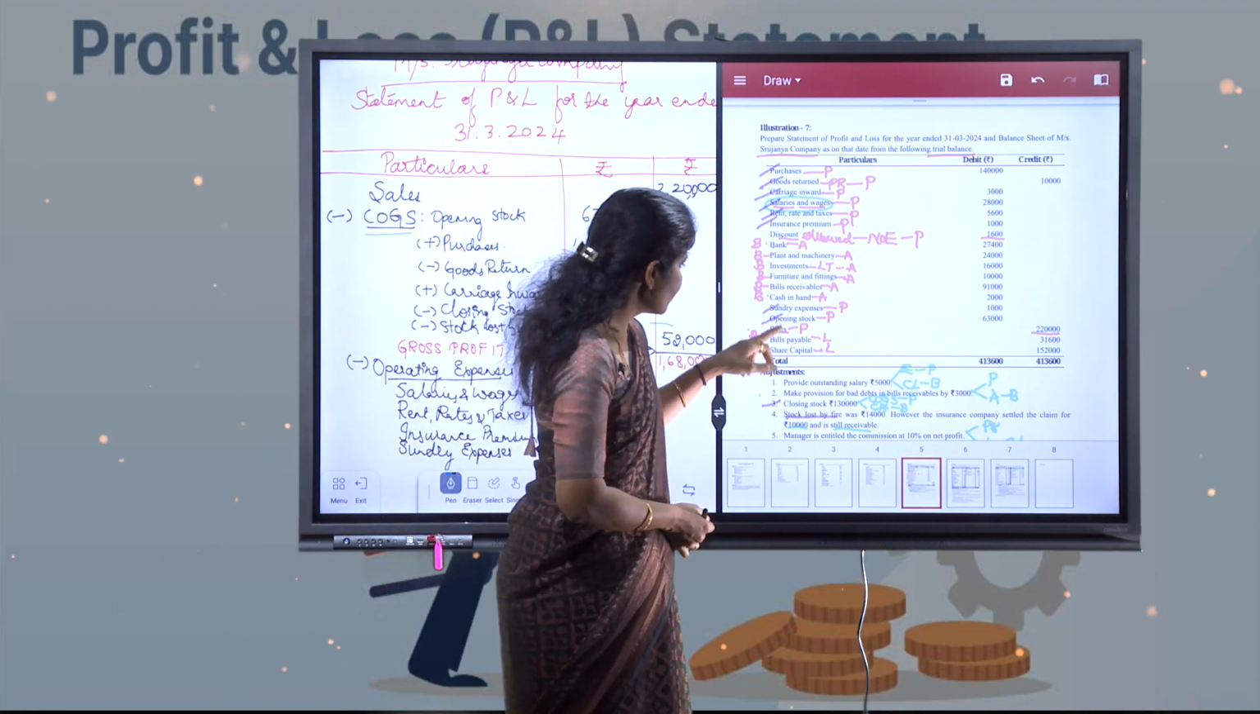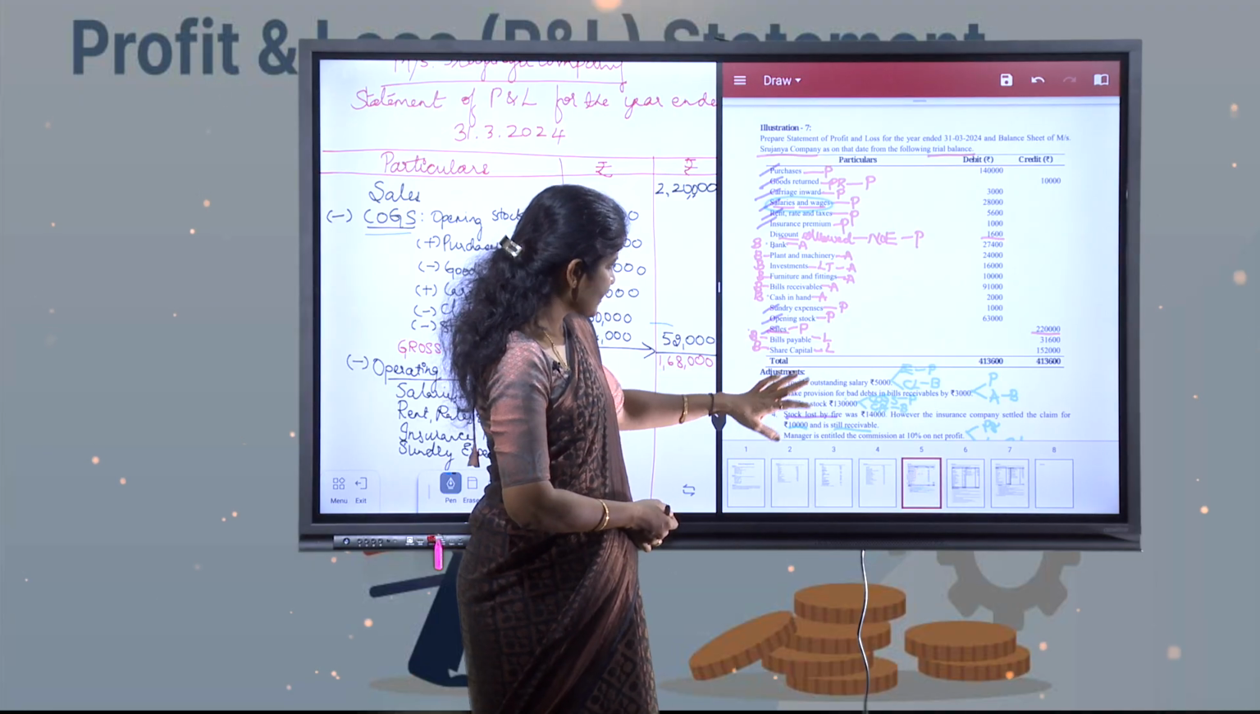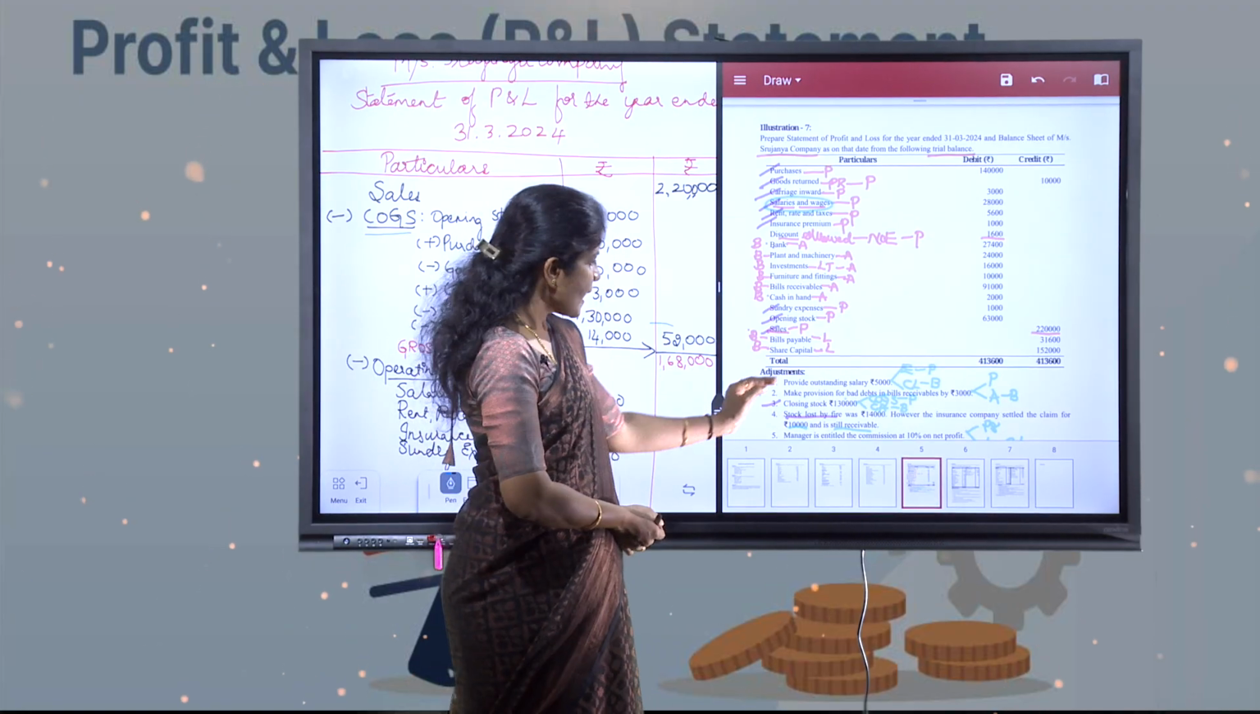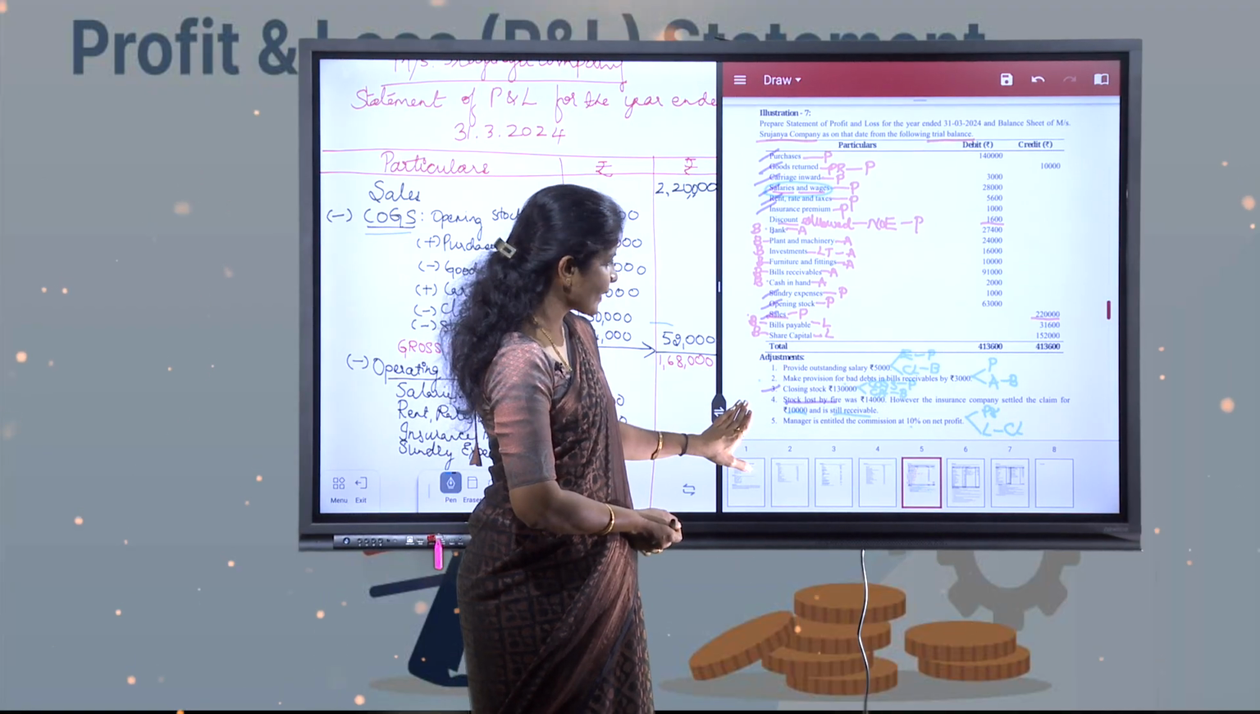Next further we have opening stock, sales, consider bills. These are on the asset side or liability side of the balance sheet. Let us go for additional information or the adjustments.